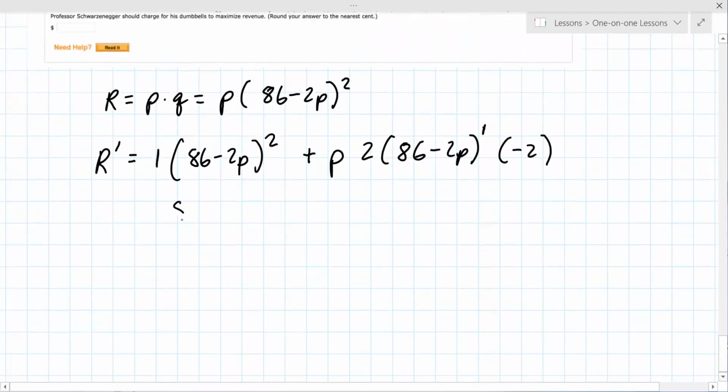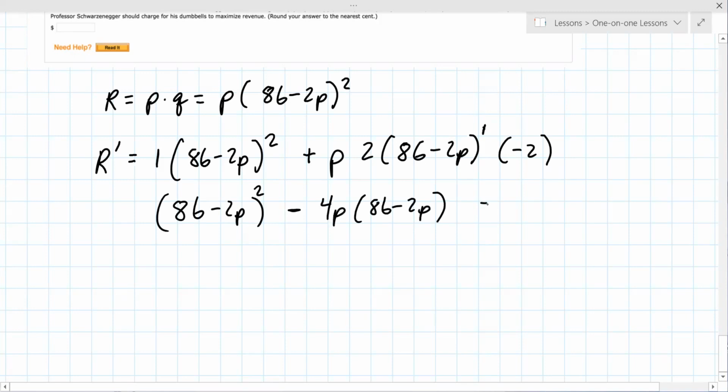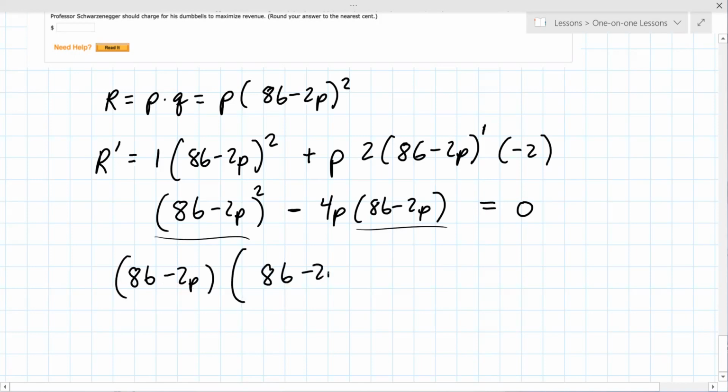Let me rewrite this a little bit. This is 86 minus 2p squared. This minus 2 goes with this 2 and this p, and that's minus 4p times 86 minus 2p. We're setting this equal to 0. What you can do is factor out an 86 minus 2p because they both have one. There's still one left over here, and the only thing left over here is this minus 4p.